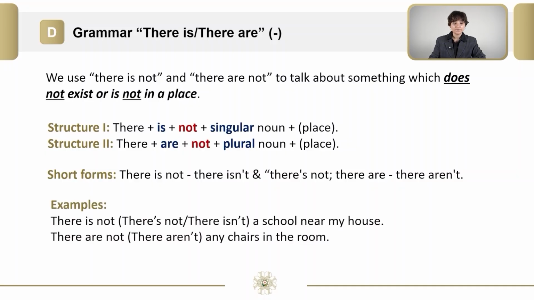Examples are: There is not a school near my house. A school is a singular noun. That's why we use there is not. And the last one is: There are not any chairs in the room. We use there are not because chairs is plural.